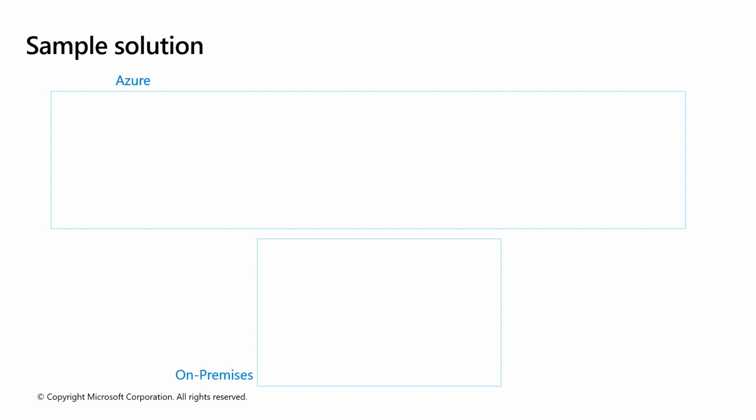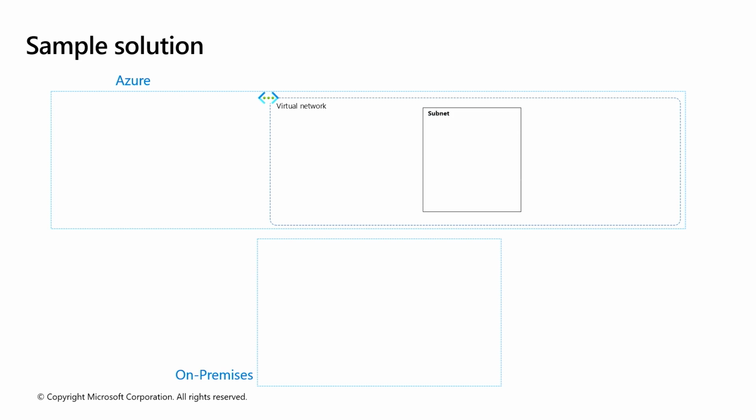Let's see a sample solution that might be a good fit for that scenario. Remember, multiple solutions might be a good fit depending on your requirements. First of all, we will create the Azure boundary and the on-premises boundary. After that, we start with the network. We segment it by subnets and add protection from a network security group. This is where the VM will be located. Now, let's build another subnet and protect it.